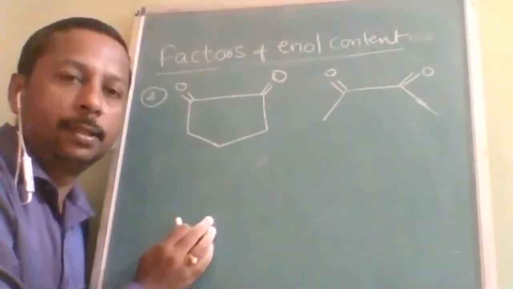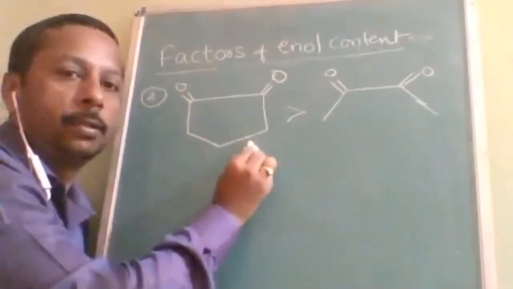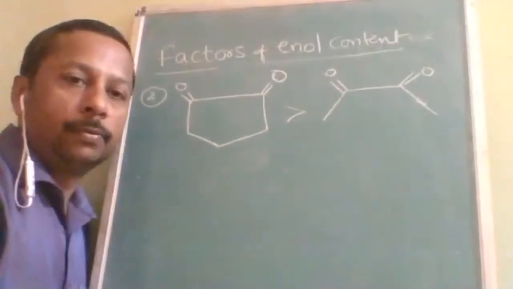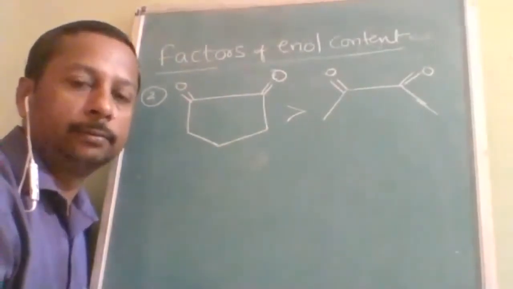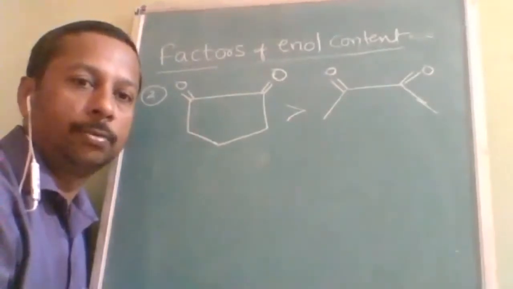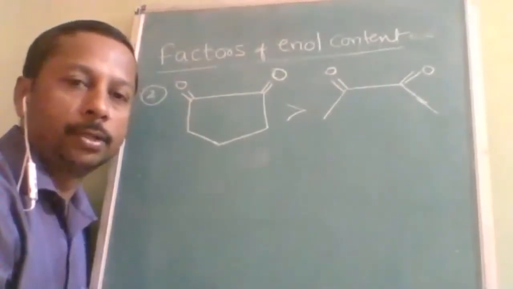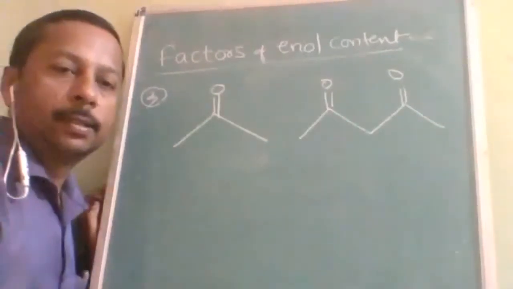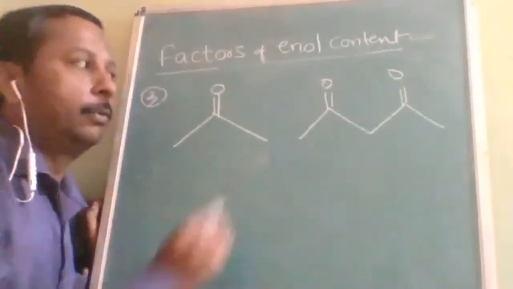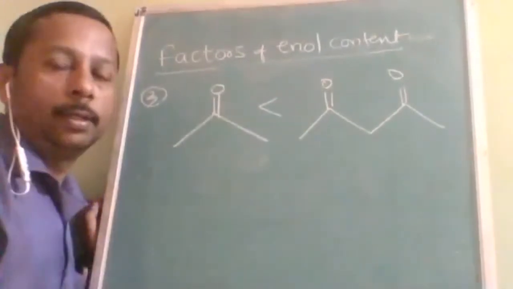What is your answer? This one, because cyclic. Okay, cyclic compounds will contain more enol content rather than the aliphatic. First point, and it's based on two questions. I think it is understood to everybody. Okay, if the question is like this, which will contain more enol form? Answer is this one. Okay, why?